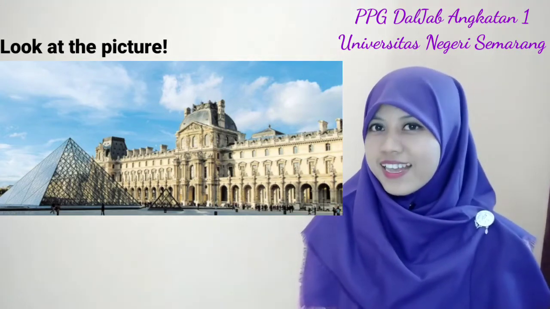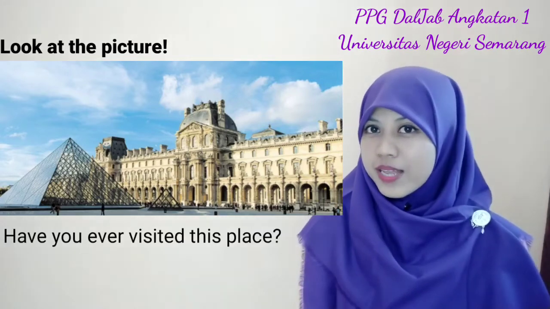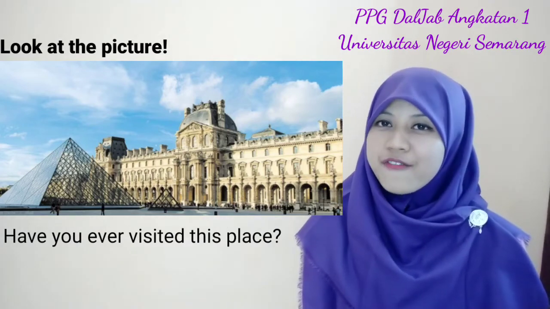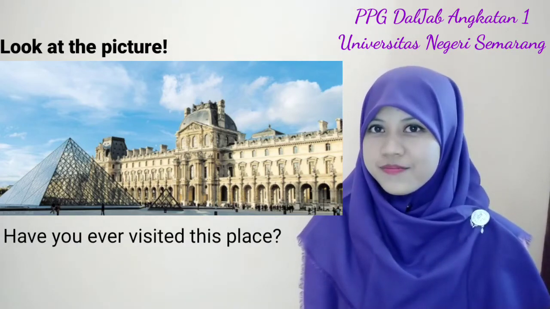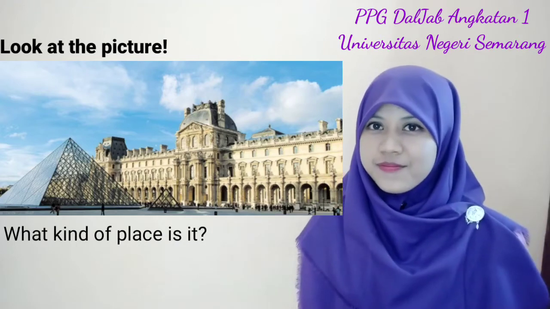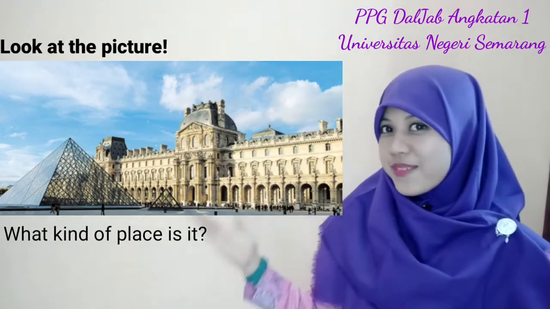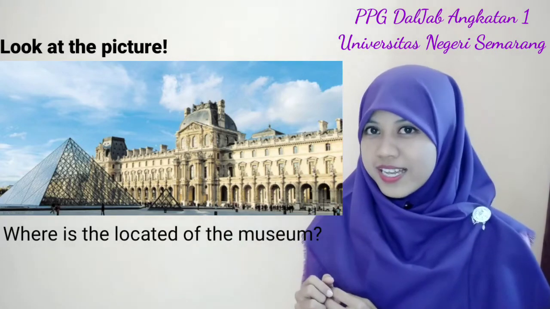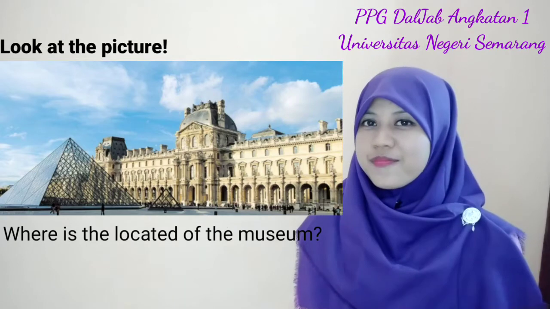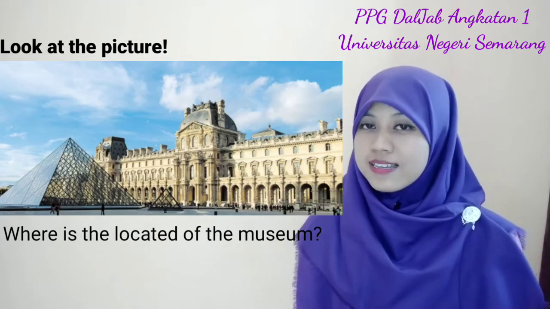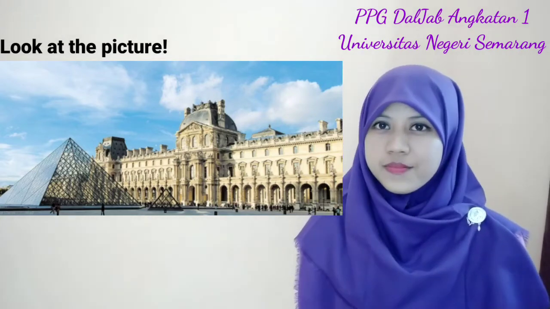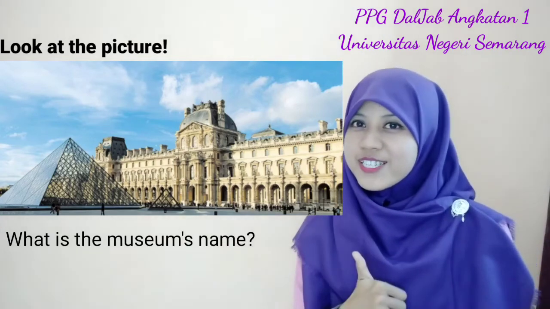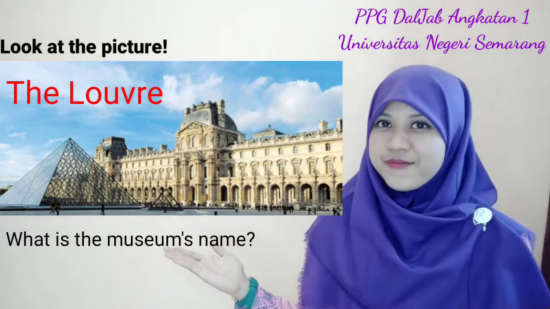Good job. And, have you ever visited this place? No? So do I. I have never been to this place. What kind of place is it? Great! It is a museum. Do you know where's the location of this place? Good job! The location of this place is in the heart of Paris. Do you know what is the name of this museum? Good job! It is the Louvre.